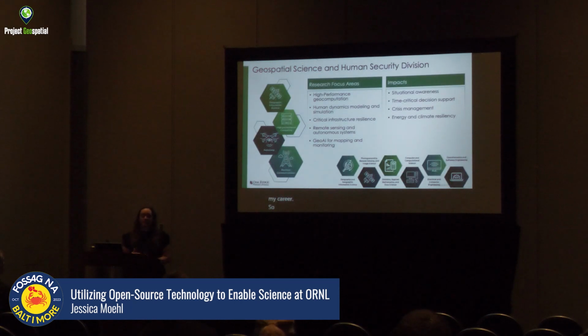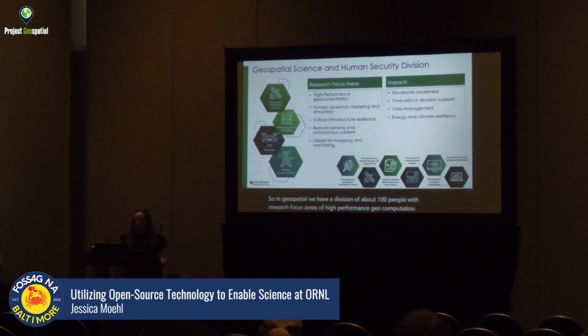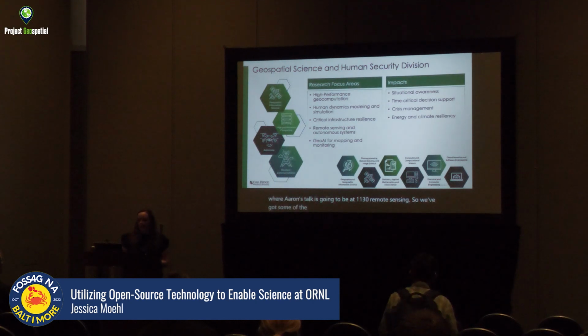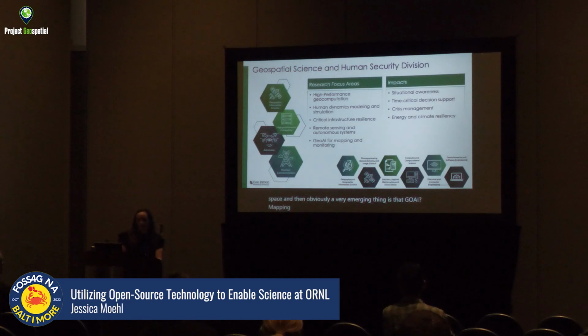So in geospatial, we have a division of about 100 people. We have research focus areas of high performance geocomputation, human dynamics modeling, critical infrastructure resiliency, that's kind of where Aaron's talk is going to be at 11:30. Remote sensing, so we've got some of the core science within all of the applied space. And then obviously a very emerging thing is that GeoAI mapping that has a lot of traction right now.